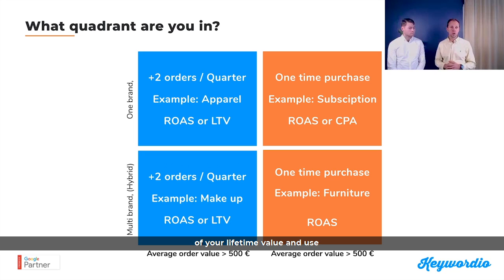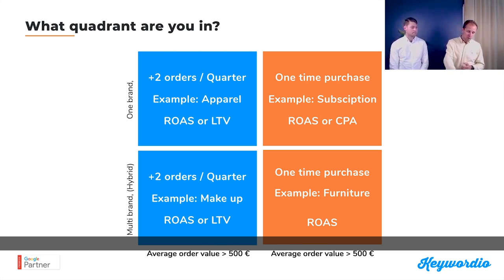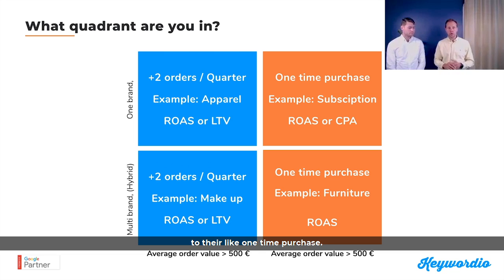doing an assessment of your lifetime value and use that and how to set your target. And typically many companies use some kind of return on ad spend target in this quadrant. And this could be like selling makeup, for example. And then if we move on more to the one-time purchase, so this could be like if you're selling furniture with more like a higher average order value, then of course it will be all about, okay, I need to be profitable on every single order, for example, and then you typically have a really clear return on ad spend strategy.